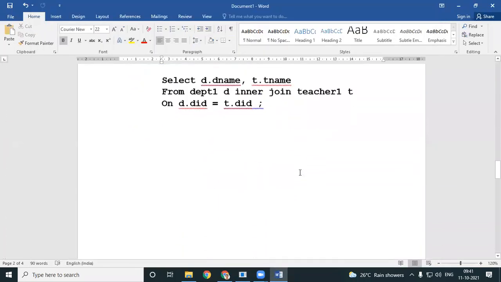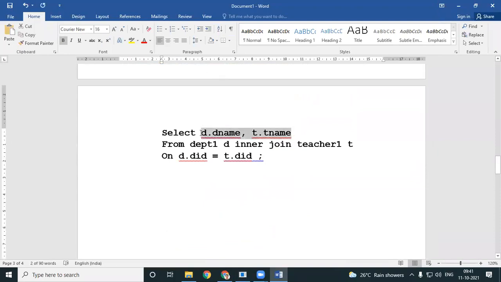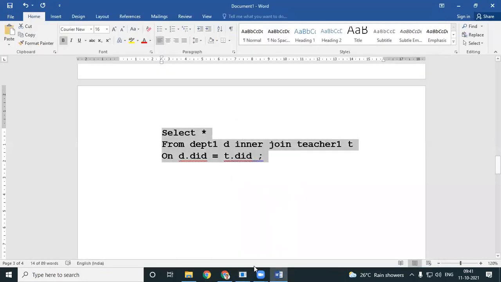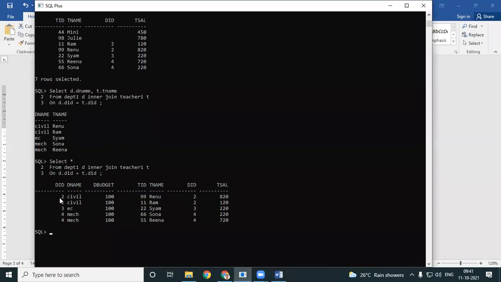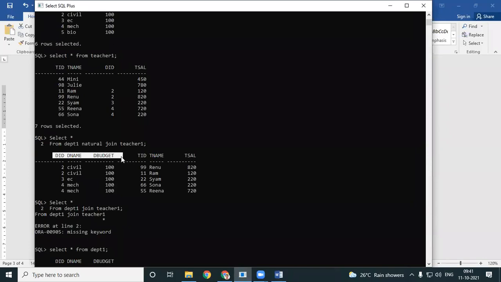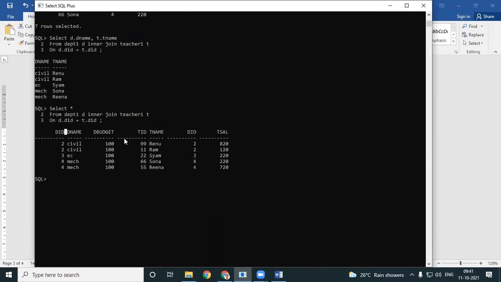The same way you can even do like this, select star. Okay, so when you do a select star, the output is almost similar to your natural join. If you look in your natural join, DID, DNAME, budget, check the number of fields. 1, 2, 3, 4, 5, 6. Okay, look here. 1, 2, 3, 4, 5. You have one field more. Look here. This is the difference.